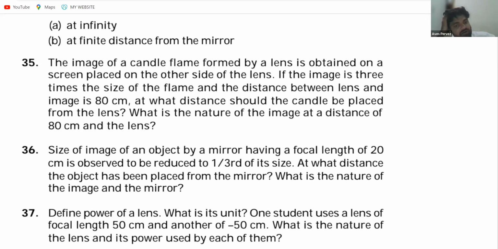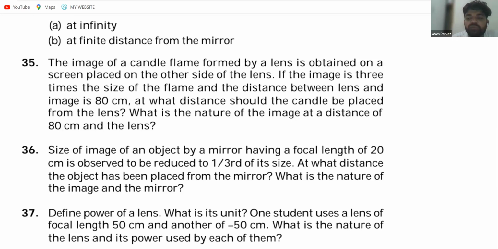The size of the image of an object by a mirror of focal length 20 centimeter is observed to be reduced to 1/3 of its size. So here the focal length is given to you. At what distance must the object be placed from the mirror, which means u is being asked, and what is the nature of the image and the mirror?